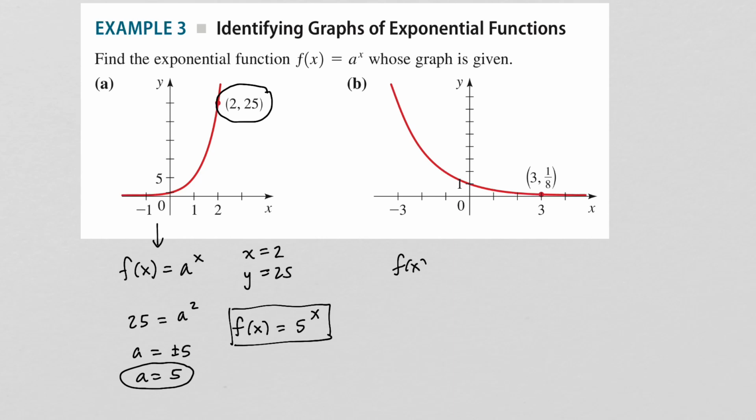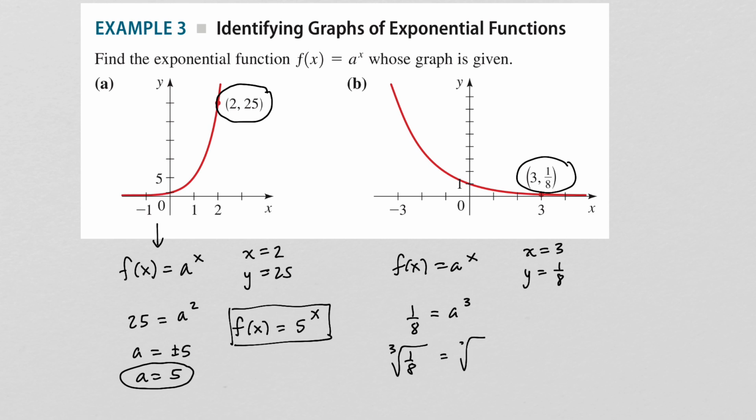For part b, it's the same thing. We have f of x is equal to a to the power x, and in this case, we know that the point (3, 1/8) is on the graph. So that means when x equals 3, y is going to equal 1/8. And if we plug those in, we get 1/8 is equal to a cubed.